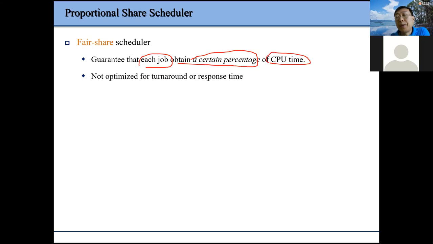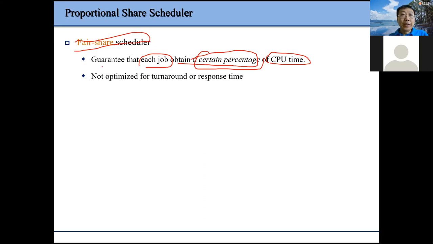Of course, in the beginning, we have to define how much percentage for each job. If you give this percentage, which is fair to each job, then the scheduler will follow your defined percentage and guarantee that each job can run this certain percentage.